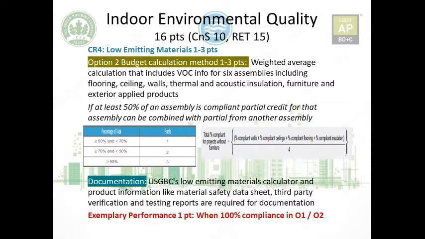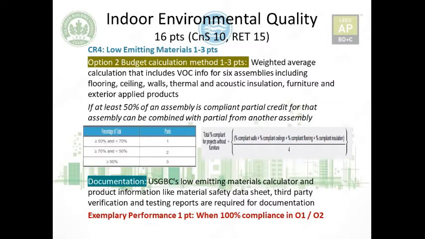Now here it's asking for weighted average of the calculation that includes VOC. We have seen how VOCs can affect the health, and we have to minimize as per the threshold, and they are targeting 6 assemblies here, starting from flooring, ceiling, walls, thermal and acoustic insulation, furniture and exterior applied products. So you have 6 categories here that are part of this budget calculation method, and you have to see the weighted average calculation for VOC information.